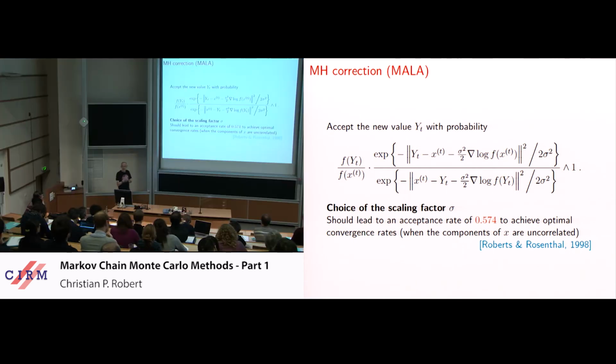This may be a drawback if your target has multiple modes, because then you need to jump from one mode to the next, and the local mode may be too attractive. And so that relates to the choice of the factor sigma. If it's too small, you may get stuck to a local mode that you know very well, but you totally ignore other modes. And so there is another magic number for the Langevin Metropolis-Hastings algorithm, which is 0.574, which gives an idea on which acceptance rate we should aim at to run the simulation.